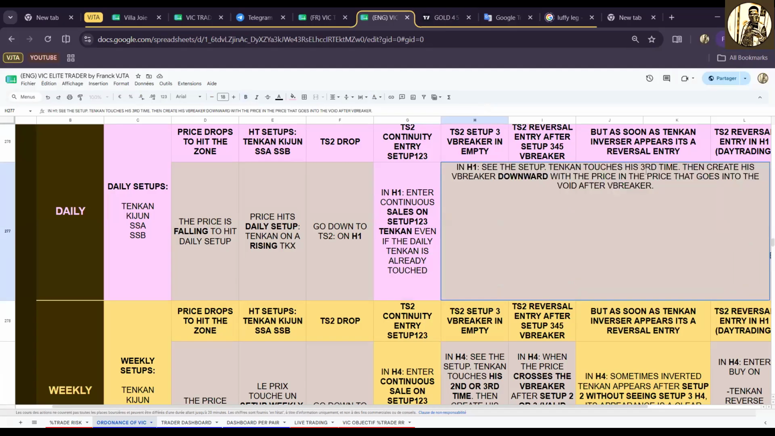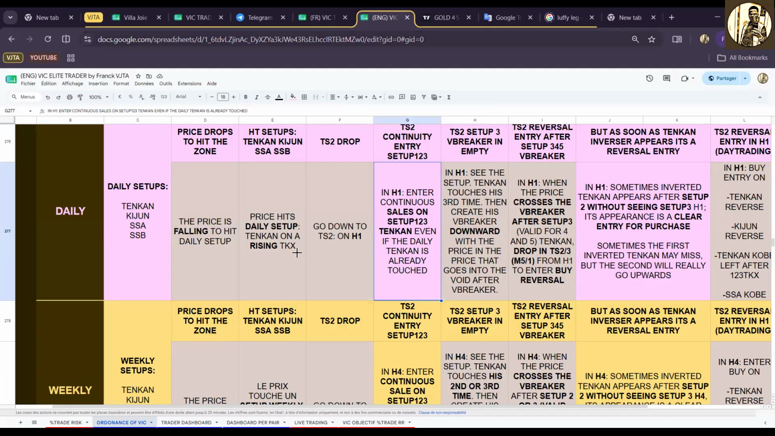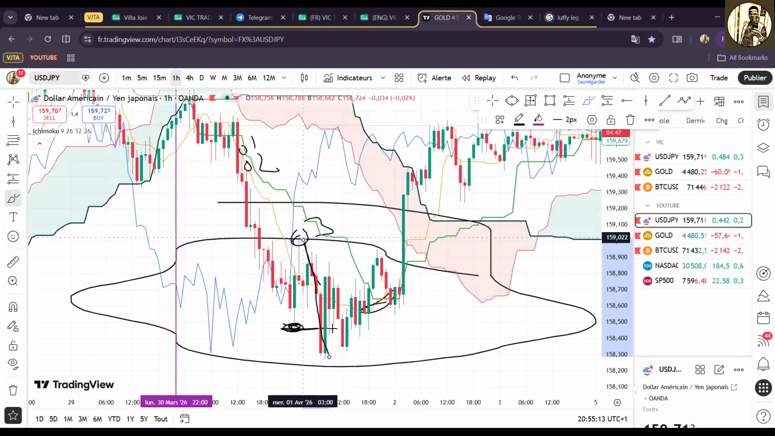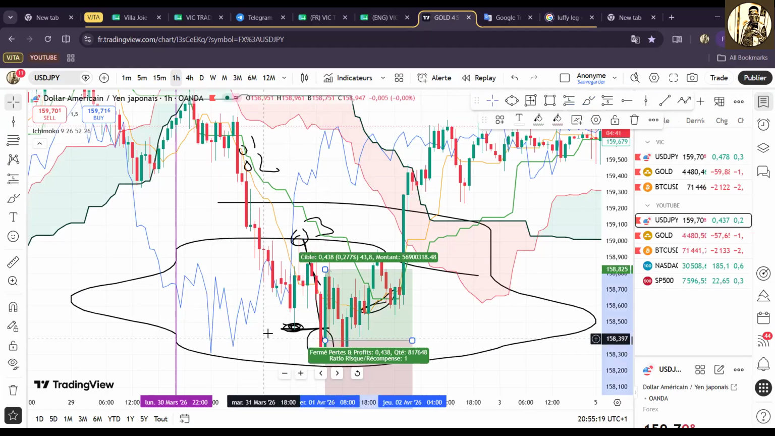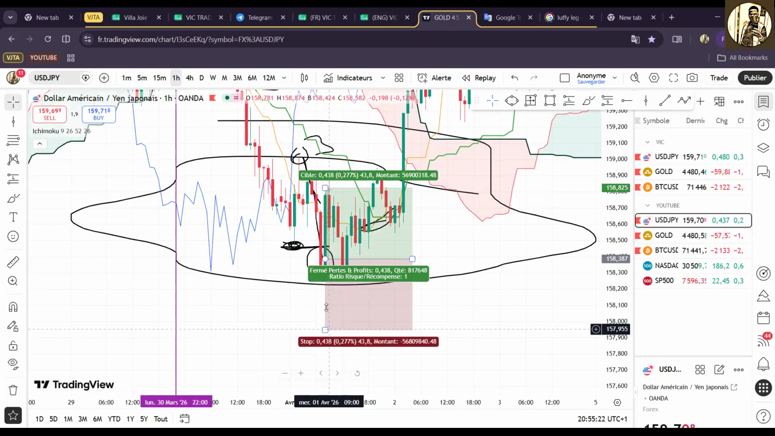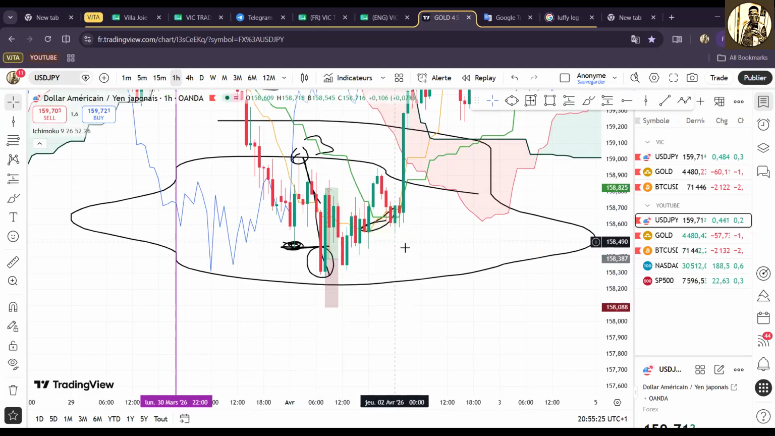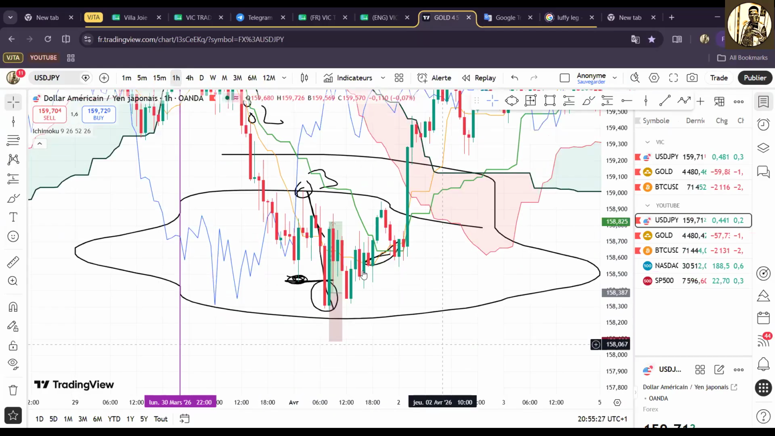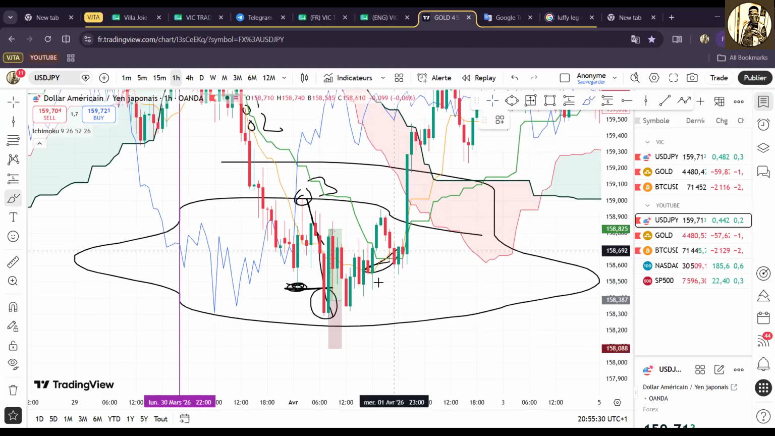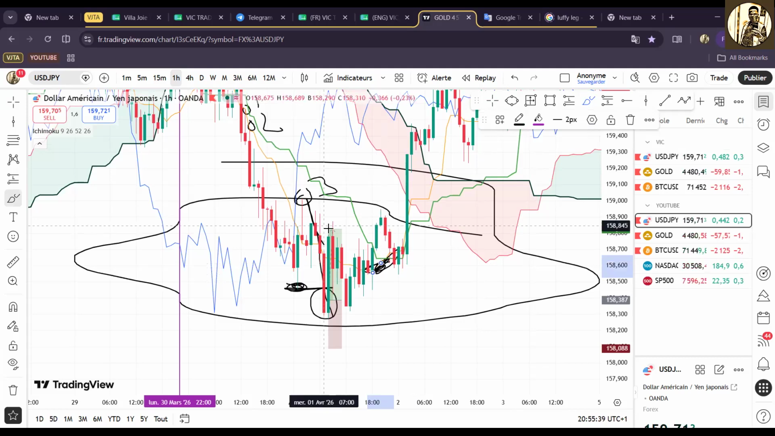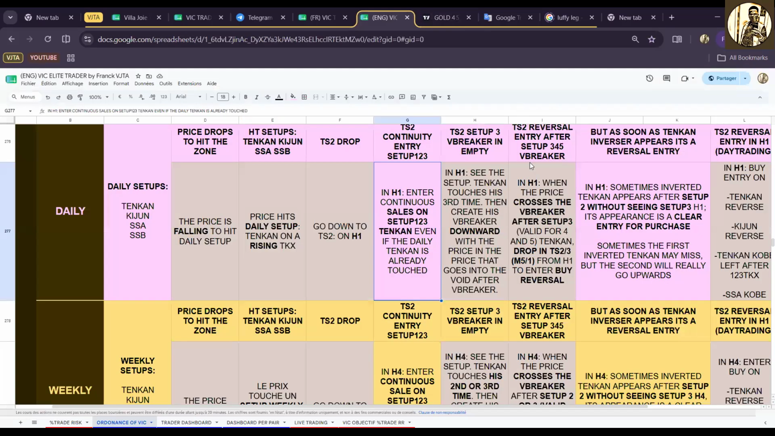You will start buying at this price when the third touch creates a V breaker to the downside here. This is where you start buying. You can start buying the price here, even if Tenkan is still bended to the downside, because we are already inside the daily setup. But as soon as you see a Tenkan inverted to the upside in 1 hour, stop even thinking about sales. Just buy this to the upside.